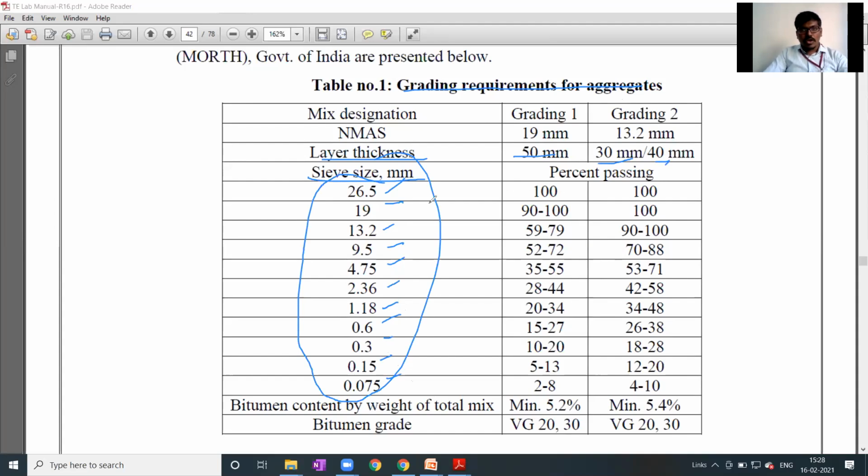Later on we have to keep all these sieves one above the other, and you need to pass the aggregates, and you need to see that 100% passing of the aggregate takes place at 26.5, and later on 90 to 100 within this range for passing in case of 19, similarly in other sieves. So you need to see all the aggregates are passing within this given range. If it is not passing, remove those aggregates and take other aggregates. If this passing is not there, then you need to reject those aggregates. You need to take fresh aggregates. Usually what happens, we will at least be getting nearer.